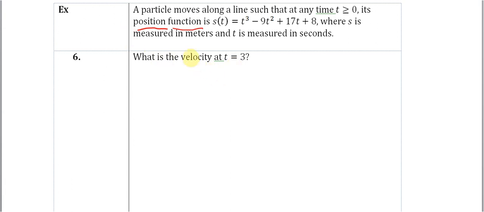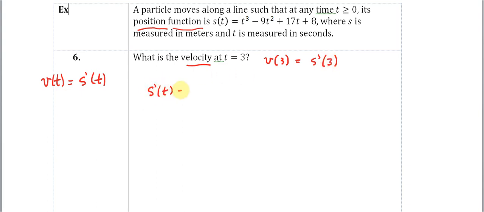We want to know what is the velocity at time equals 3. Whenever you hear velocity, it's talking about instantaneous velocity. If this was average velocity, the problem would specify it. Just to refresh your memory, remember that velocity is equal to the derivative of position. So what we're looking for here, another way to say this, is v of 3 or s prime of 3. Either way is perfectly fine to describe this problem. They're equivalent expressions.